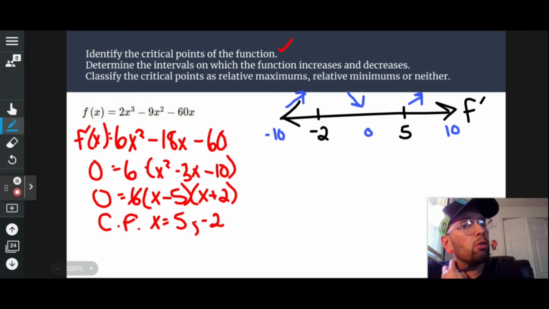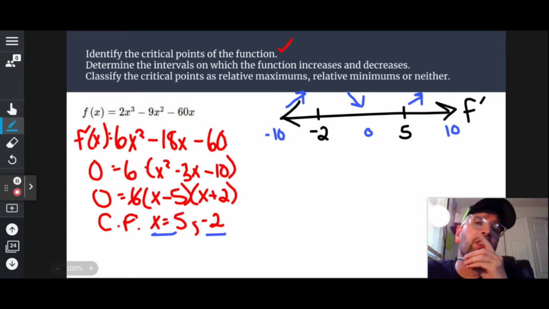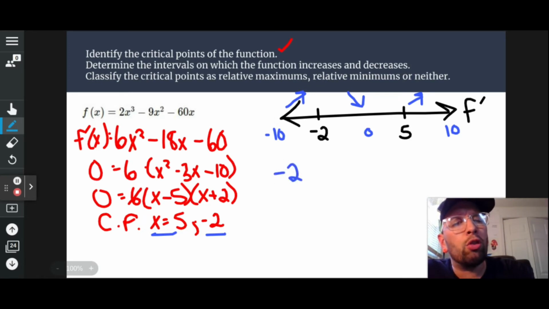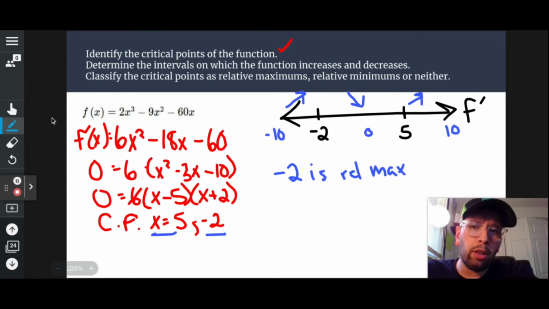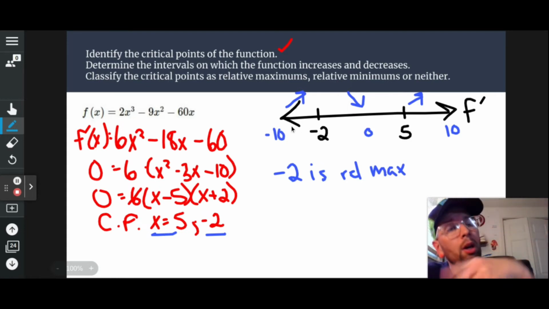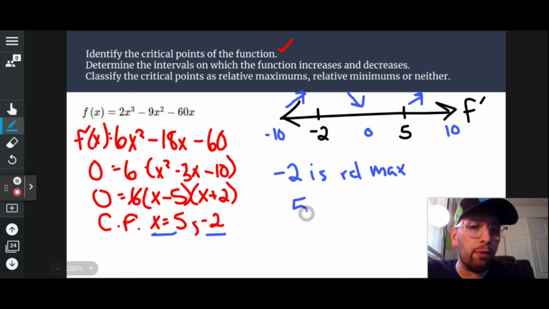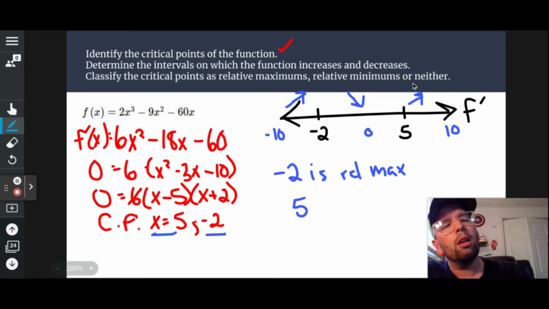So it's telling me to identify the critical points. I did. Now classify them as relative maximums or relative minimums. When my critical point is the change from increasing to decreasing, that means -2 is a relative maximum. I don't write out the words, I write out the symbols. Whatever this is doing, it's increasing, and then at -2 it stops and starts decreasing, which means it's the top of a hill. Similarly, 5 is going from decreasing to increasing, so 5 is a relative min.